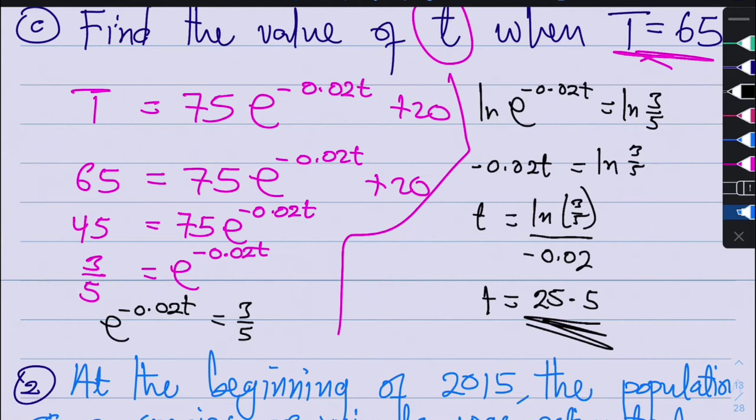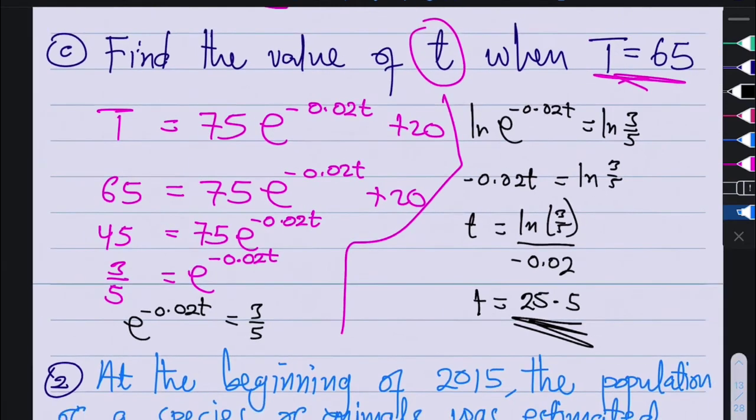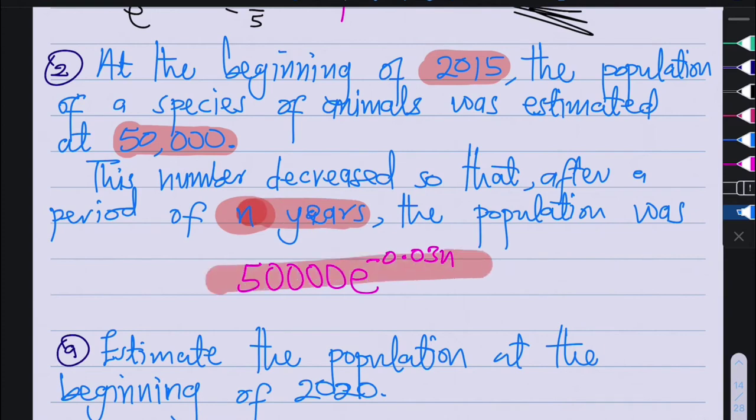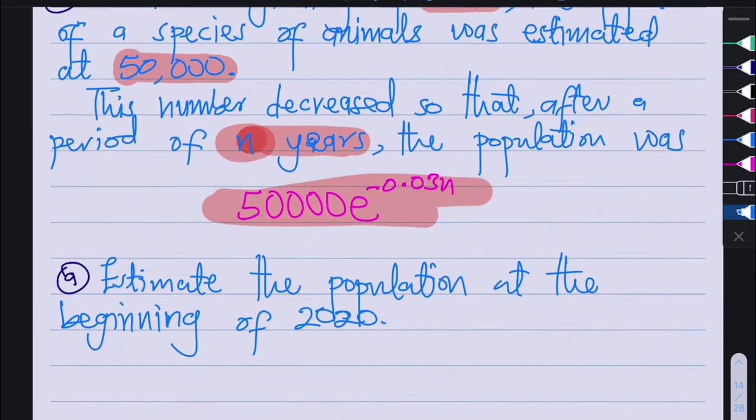So this is basically what this whole thing is about: a word problem under exponential functions. Let's see. In this case, they said that at the beginning of 2015, the population of a species of animal was estimated to be this. That's quite interesting. Let's highlight that. This is the population of the animal as of 2015. This number decreased so that after a period of n years, the population was this expression here.